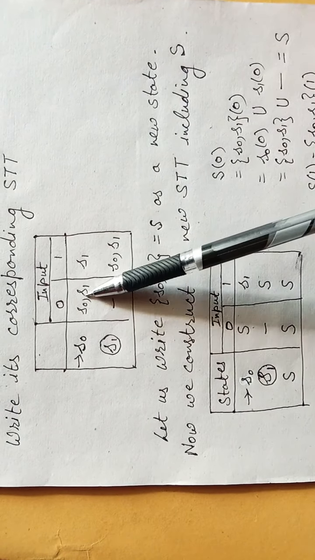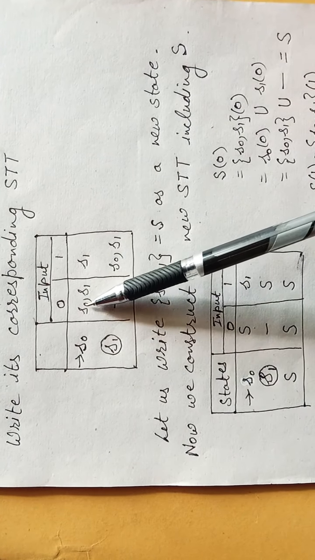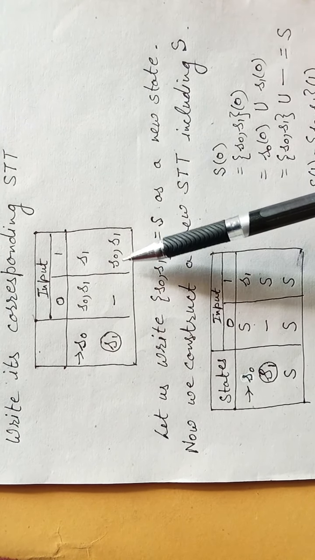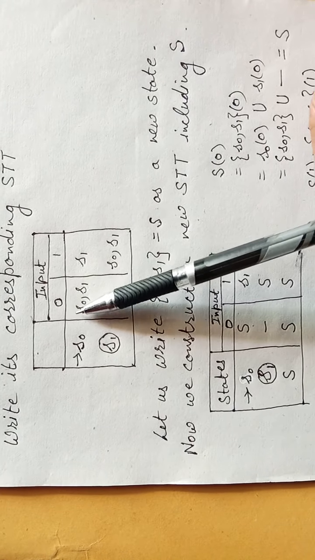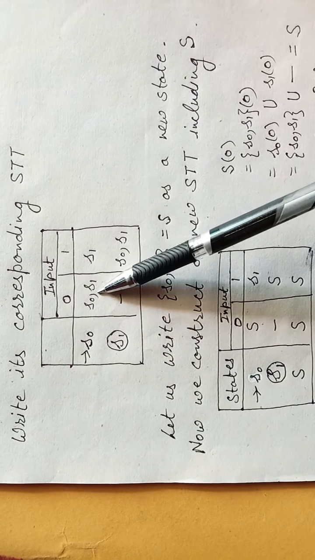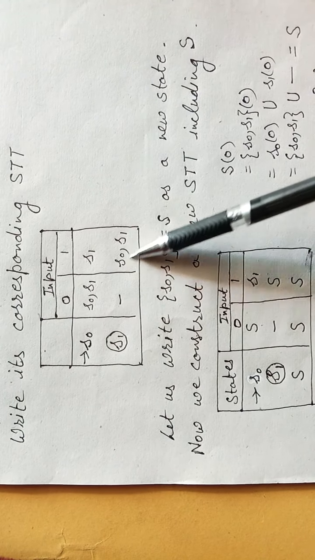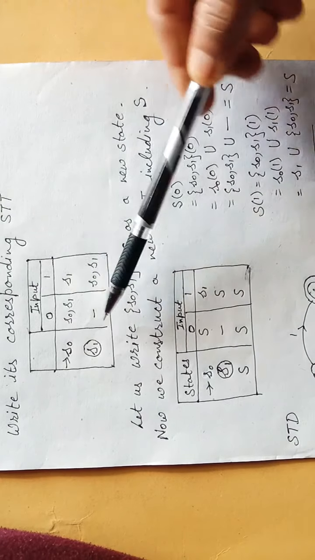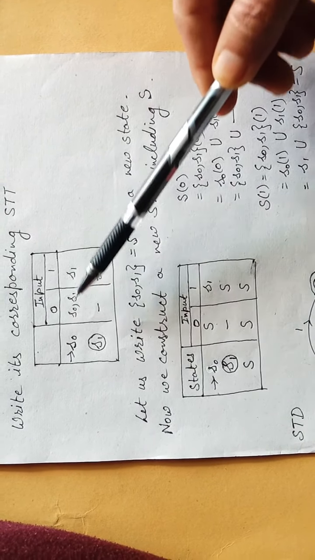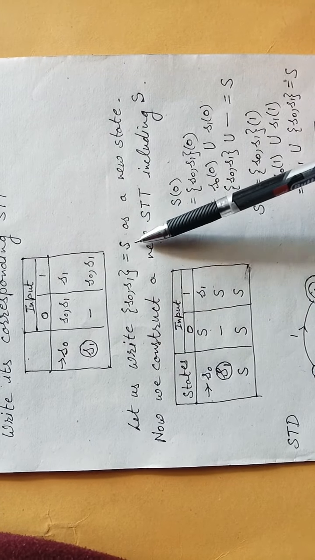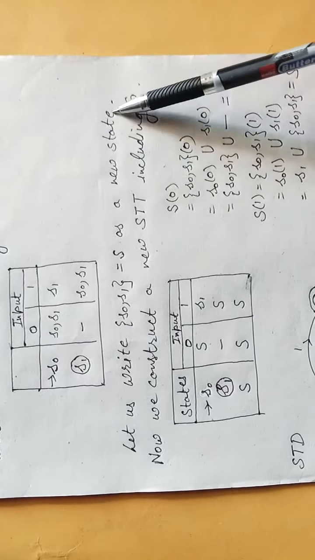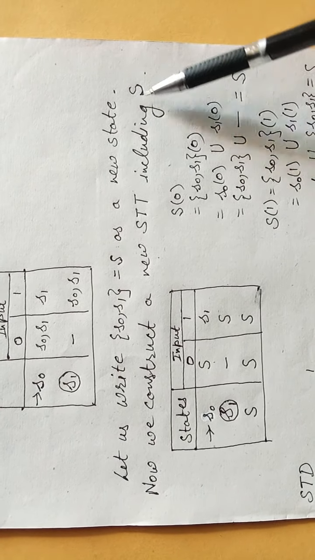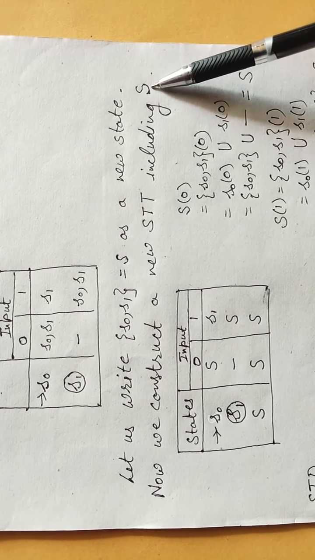Suppose if there are two different combinations, suppose S0 S1 is here and here you have S1 S2, then we would assume one as a state, say P, and the other we can assume as another state. But now both are same, so we write S0 S1 as capital S as a new state. And now we construct a new state transition table including the new state capital S.